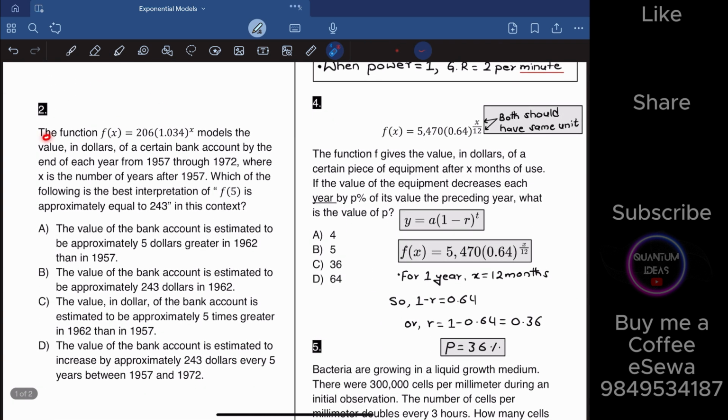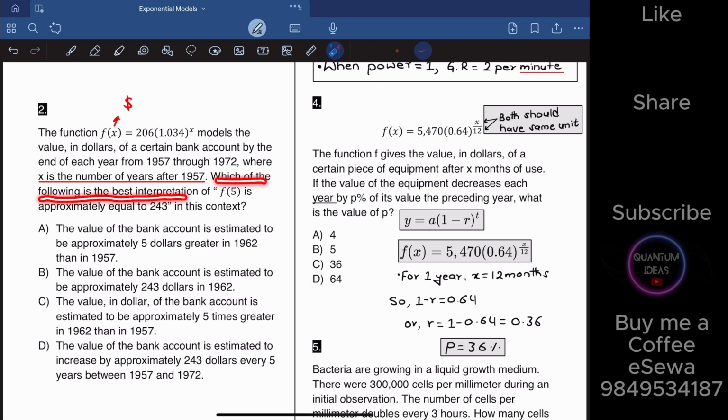Let's read the question. The function f(x) equals 206 times 1.034 to the power x models the value in dollars. Okay, this function is actually the money equation of a certain bank account, in dollars, by the end of each year from 1957 through 1972, where x is the number of years after 1957. Okay, this is the point to be noted: x is the number of years after 1957.